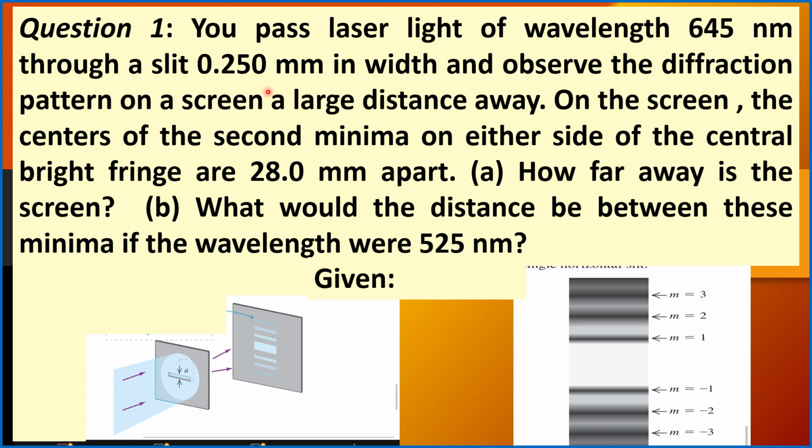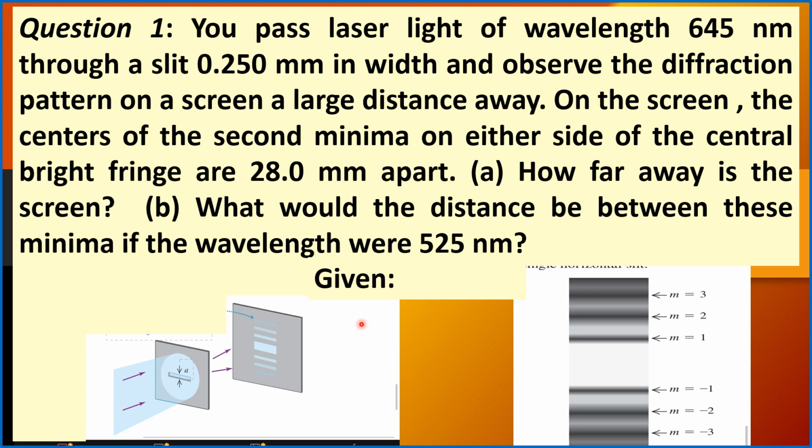Alright, our first question. You pass laser light of wavelength 645 nanometers through a slit 0.250 millimeters in width and observe the diffraction pattern on a screen a large distance away. On the screen, the centers of the second minima on either side of the central bright fringe are 28.0 millimeters apart. Question letter A, how far away is the screen? Question letter B, what would be the distance between these minima if the wavelength were 525 nanometers?